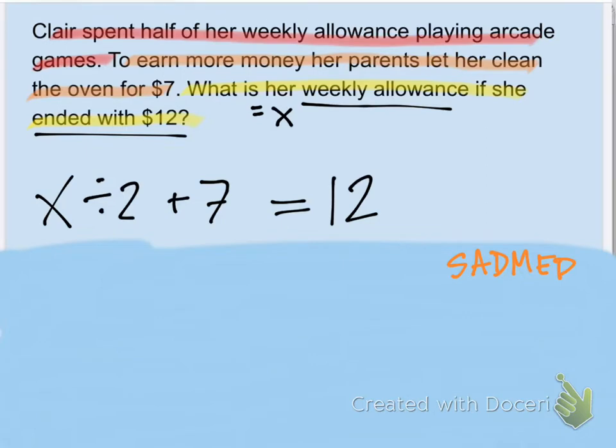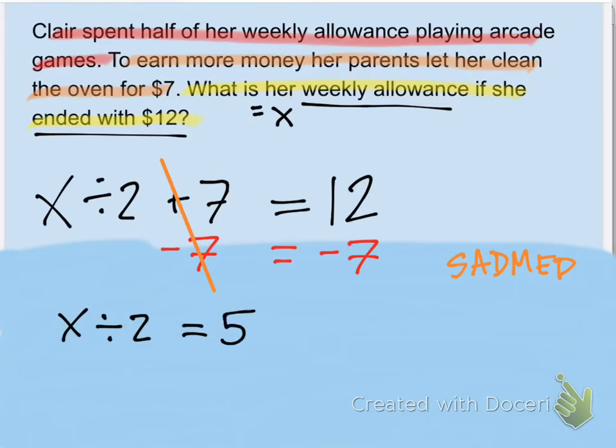Let's go. Addition, subtraction. We have plus 7. So we do minus 7 on each side. 7 minus 7, that goes away. I am left with X divided by 2 is equal to 12 minus 7 is 5. Now, I have division, multiplication. Hey, I've got division right there, so I'm going to do the opposite. Times 2 equals times 2. If I have 2 divided by 2, that goes away, and I am left with X equals.